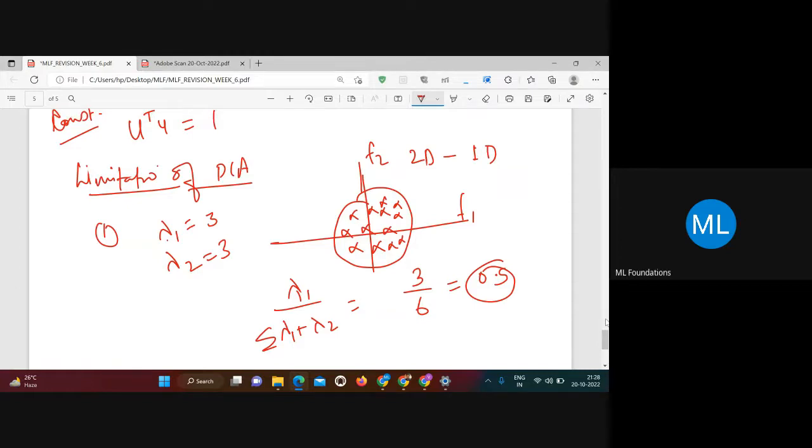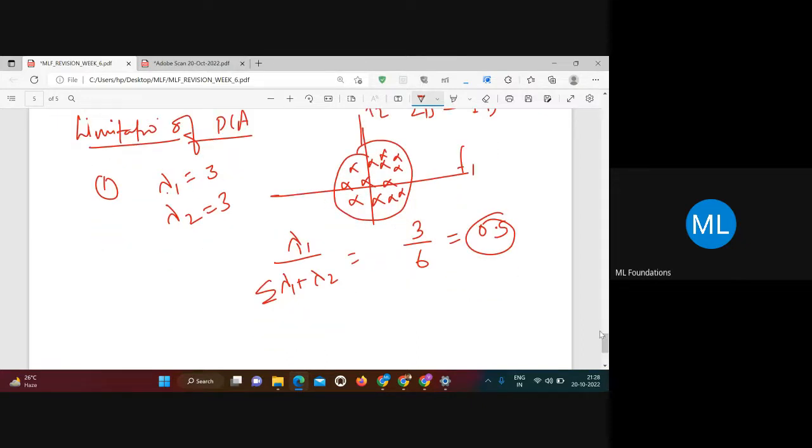Did you get the point? Yes, sir. So similarly, there are other limitations also. Is this clear to everyone? Like this limitation, the first limitation of PCA.